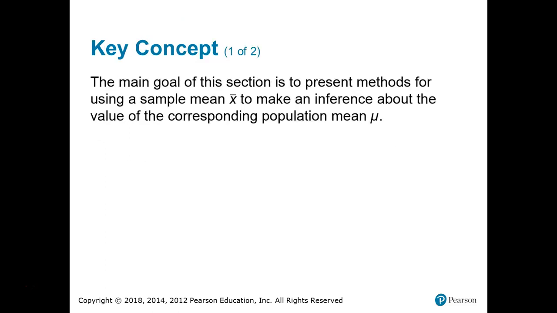So the main concept here is that we are going to present methods for using a sample mean, x bar, to make an inference about the value of the corresponding population mean, mu. In plain English, we are taking a sample, we are getting the mean of that sample, and we are trying to figure out what conclusions we can make with a confidence interval about the mean of the overall population.